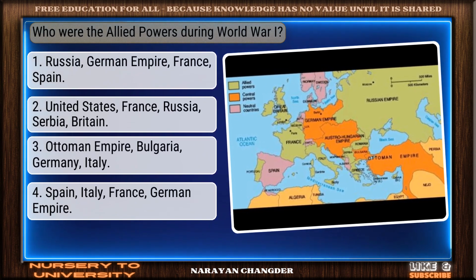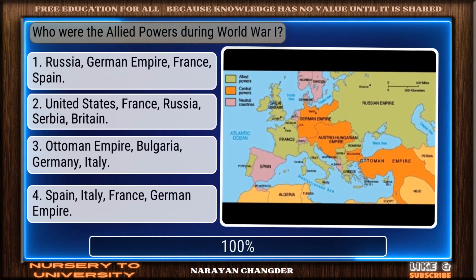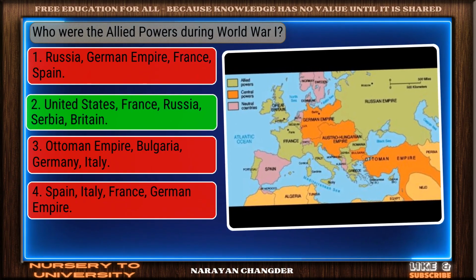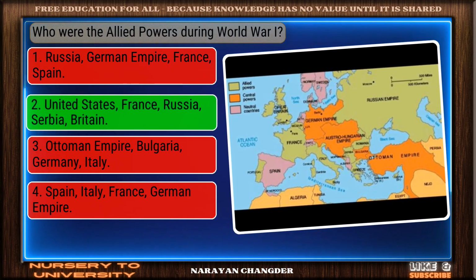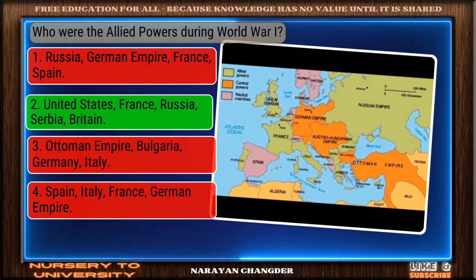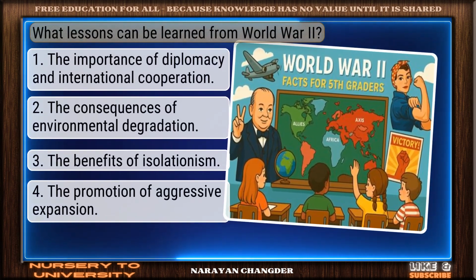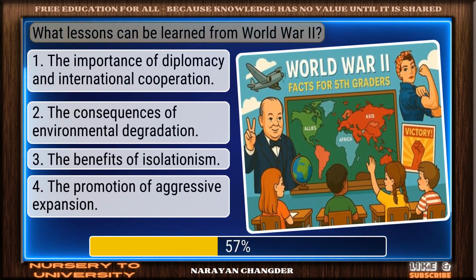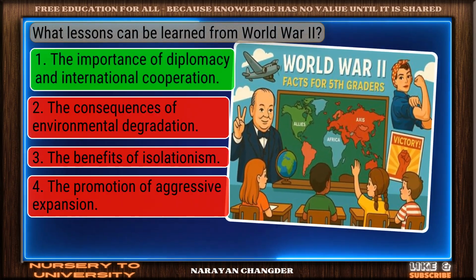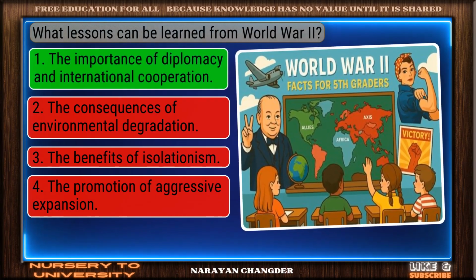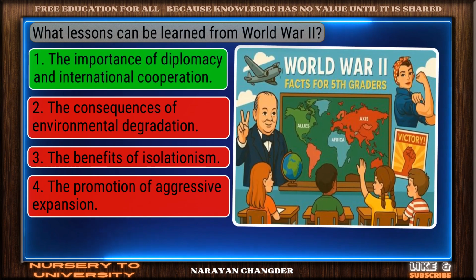Who were the Allied powers during World War I? Exactly. United States, France, Russia, Serbia. Britain makes sense, and it is right choice. What lessons can be learned from World War I? You got it. Your choice. The importance of diplomacy and international cooperation is right.